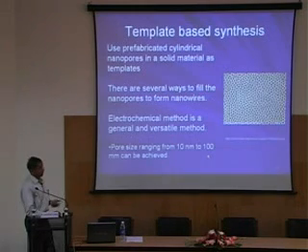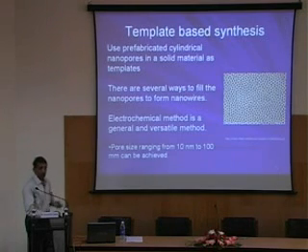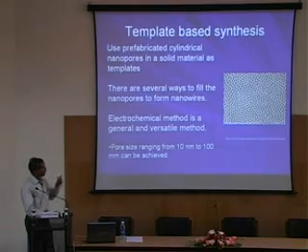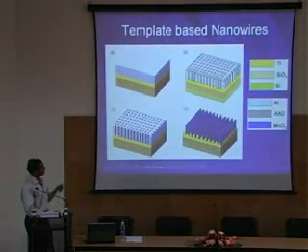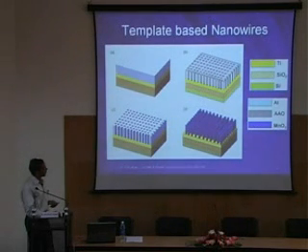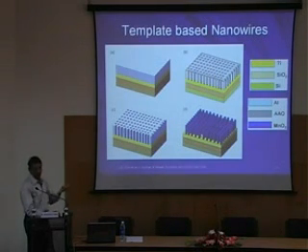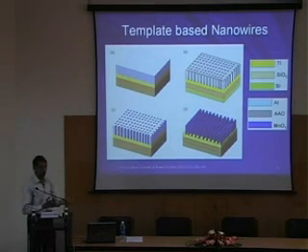The template method is used to make nanowires. Here, you create pores inside, for example, anodized aluminum oxide, which is known as AAO. You can then fill up these nanopores using various techniques. There are various techniques available to fill up these nanopores. Once you fill them up, you can etch out this material, and then you have the vertical nanowires on top of a substrate. You can then transfer these nanowires to any other substrate in order to make your devices.